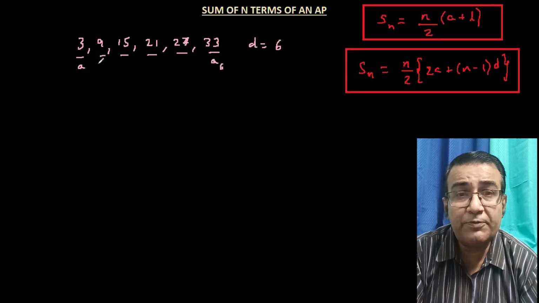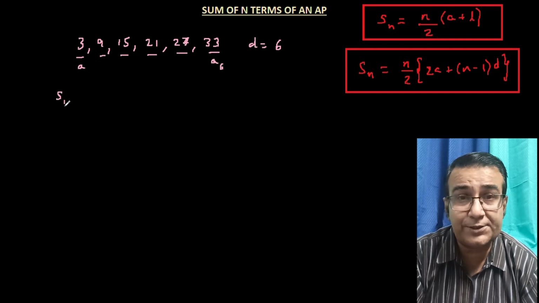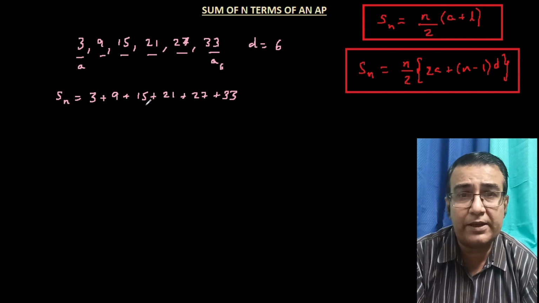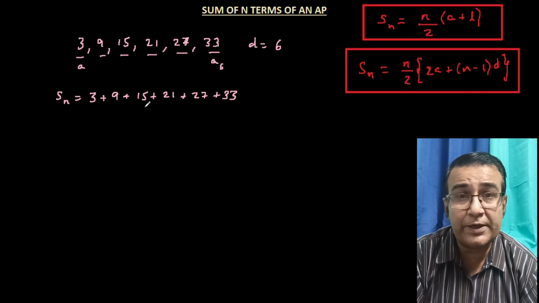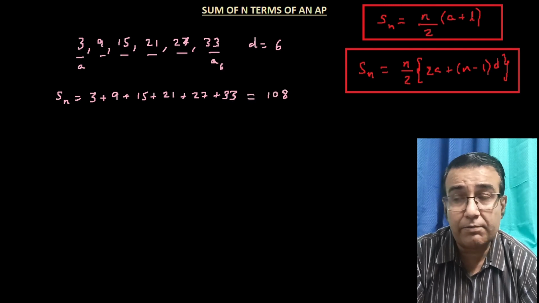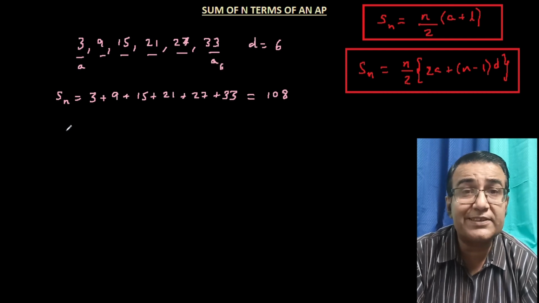Now to test whether these formulas actually work, let us first find the sum manually and then figure out if the formula works. The sum of 6 terms is 3 plus 9 plus 15 plus 21 plus 27 plus 33. Adding them: 3 plus 9 gives 12, 12 plus 15 gives 27, 27 plus 21 gives 48, 48 plus 27 gives 75, and 75 plus 33 gives 108. So the sum of these 6 terms is 108.